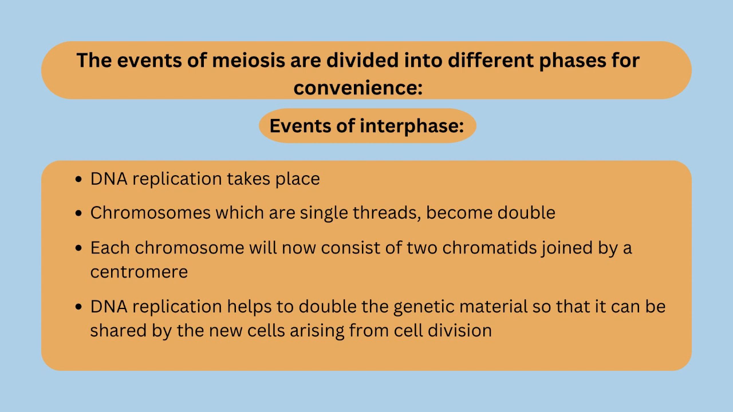Events of interphase. DNA replication takes place. Chromosomes, which are single threads, become double. Each chromosome will now consist of 2 chromatids joined by a centromere. DNA replication helps to double the genetic material so that it can be shared by the new cells arising from cell division.